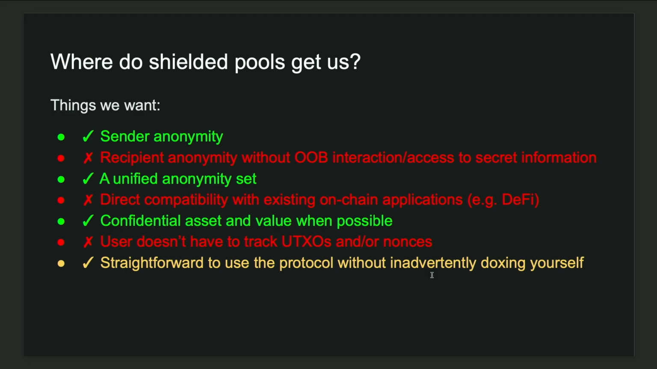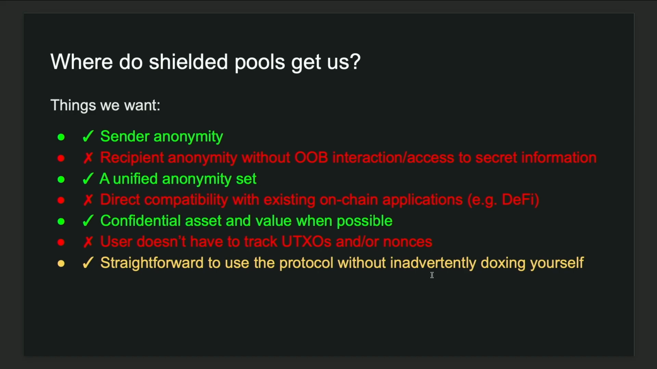We do get a unified anonymity set, of course, because that's kind of the whole thing. But we don't necessarily get direct compatibility with on-chain applications, because every time you want to perform some kind of operation, you need to provide one of these zero-knowledge proofs and unwrap and rewrap funds as you go. And this usually requires building maybe an adapter contract or something similar along those lines, which limits the compatibility with what a user might want to do with their assets.